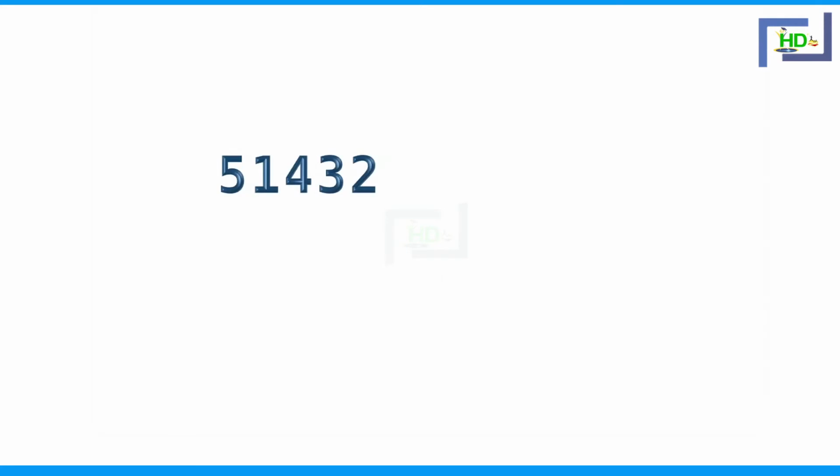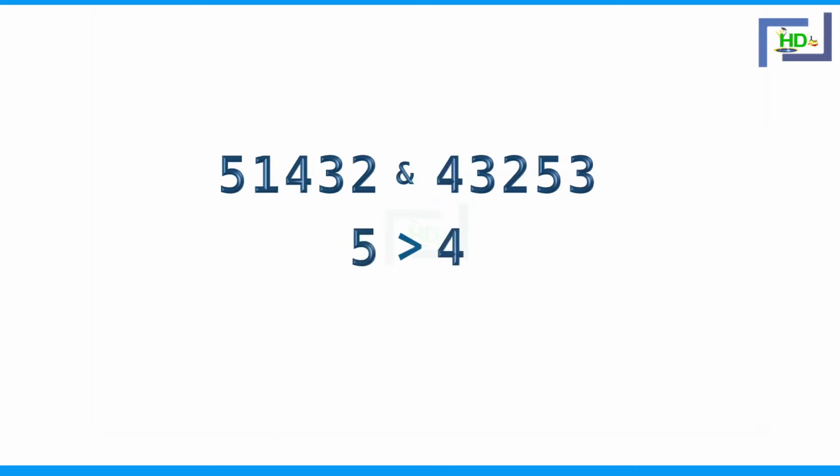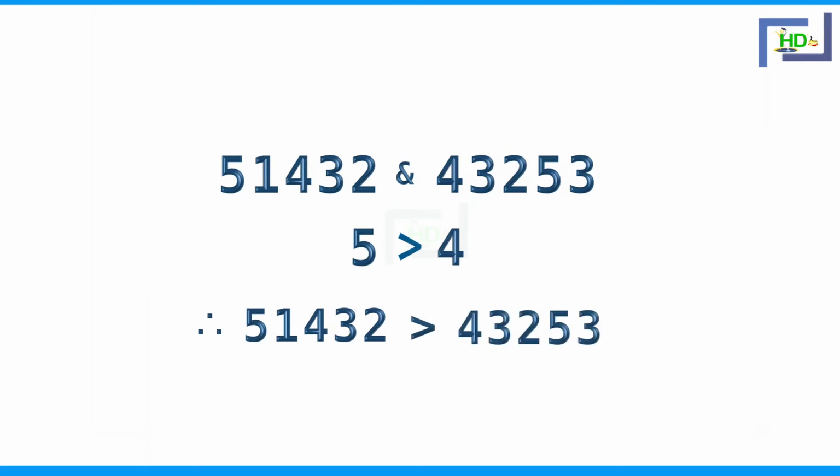Compare 51,432 and 43,253. Which is greater here? Since here both the numbers have the same number of digits, now we can compare the digits in the 10,000s place. If we consider the first number, the digit in 10,000s place is 5, and in the second number, the digit in 10,000s place is 4. And we know that 5 is greater than 4. Therefore, we can say that 51,432 is greater than 43,253.